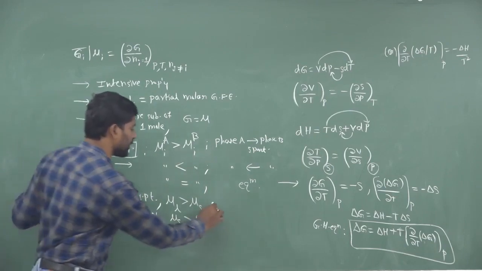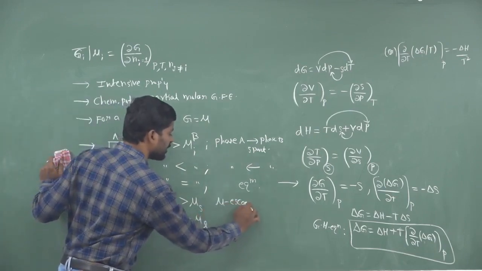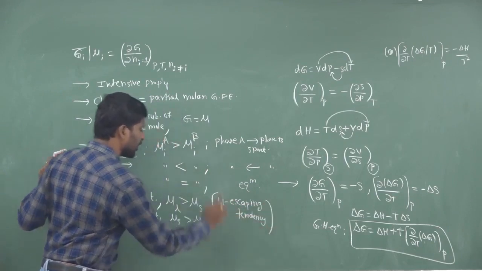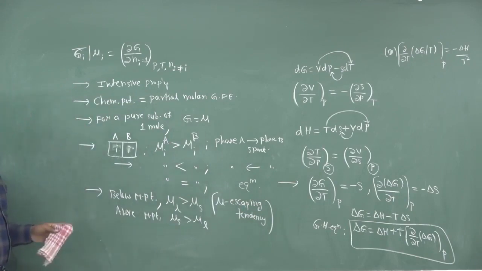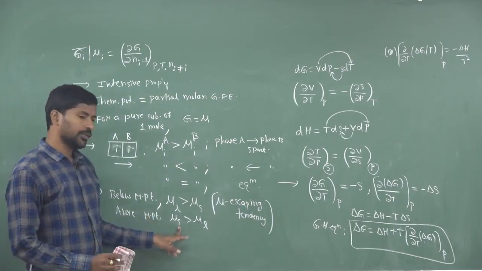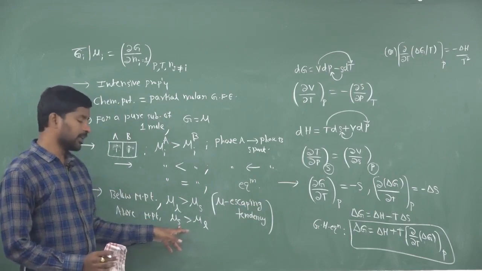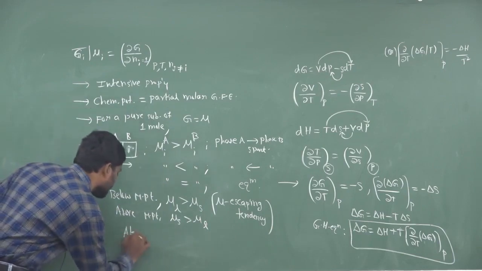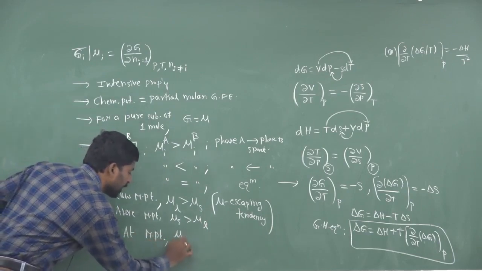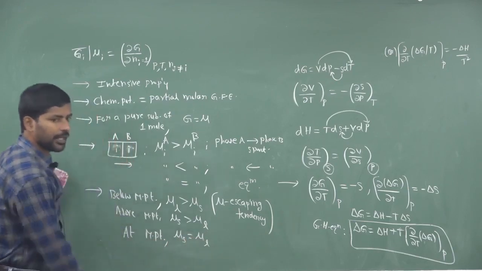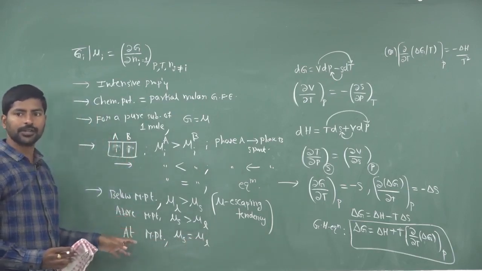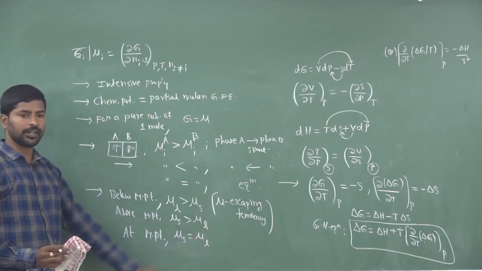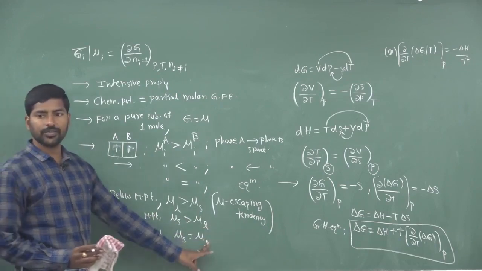That's why chemical potential is said to be a measure of escaping tendency. So here solid chemical potential is more, so matter escapes from solid phase to liquid phase. What about at melting point? This question was given: at melting point, chemical potential in the solid phase and liquid phase are same, equilibrium. What about at boiling point? Chemical potential in the liquid phase and vapor phase are same.